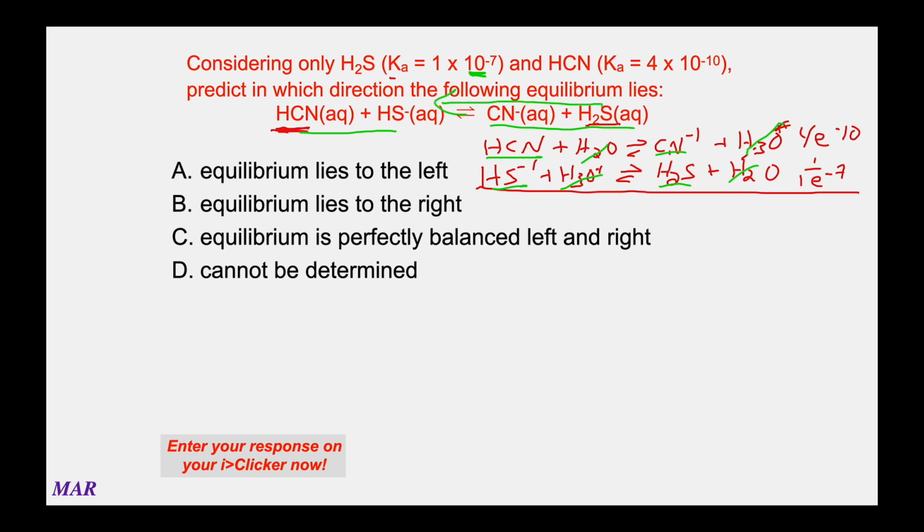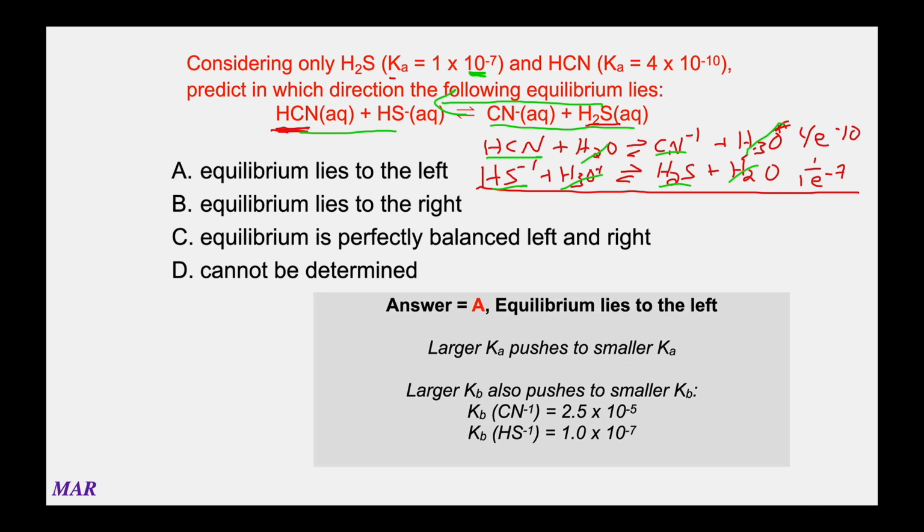And I didn't need to write out Ka expressions or anything like that. I literally just looked at the values of Ka. Bigger Ka is going to push to the smaller Ka. HCN has a smaller Ka. It's going to be on the left. So regardless of which way you do it, this reaction is definitely going to be reactant favored. It's going to be pushed towards the left, all right? And you can actually figure out the equilibrium constant K by multiplying these two together. You'll get a number less than 1, which means reactant favored. Or you can literally just look at the strengths of Ka, and bigger Ka will push towards the smaller Ka.